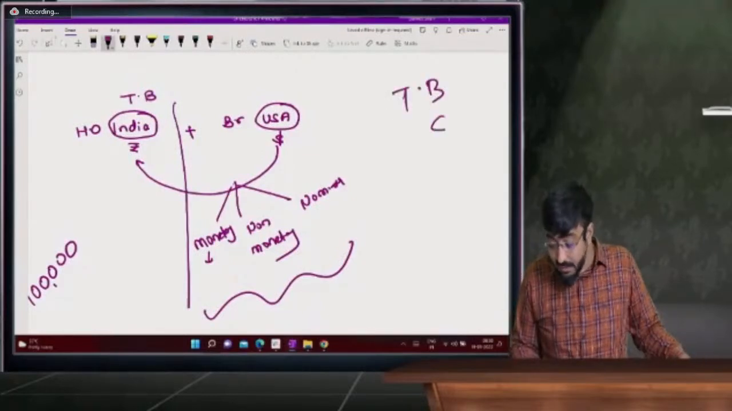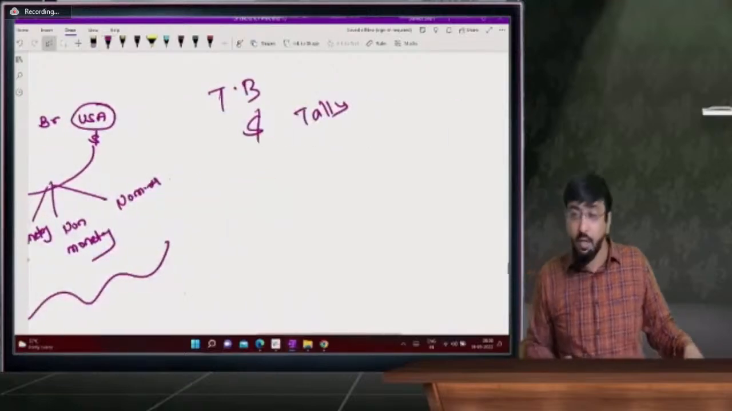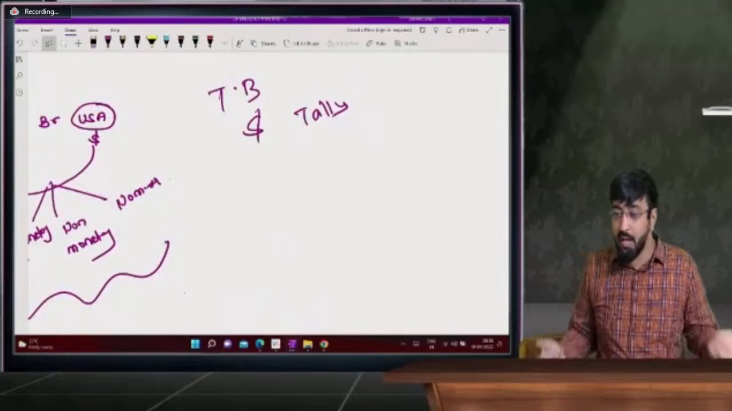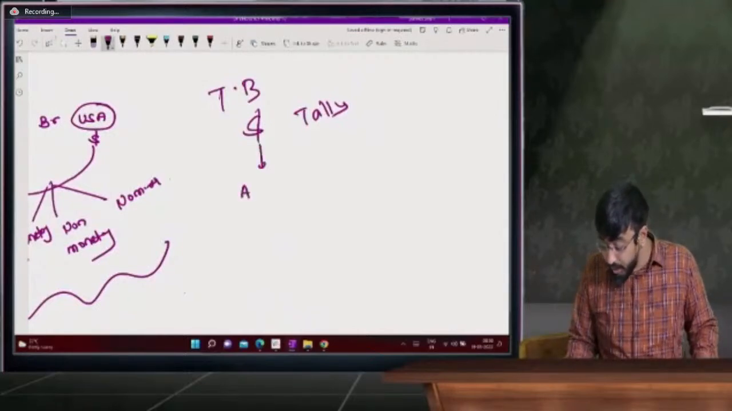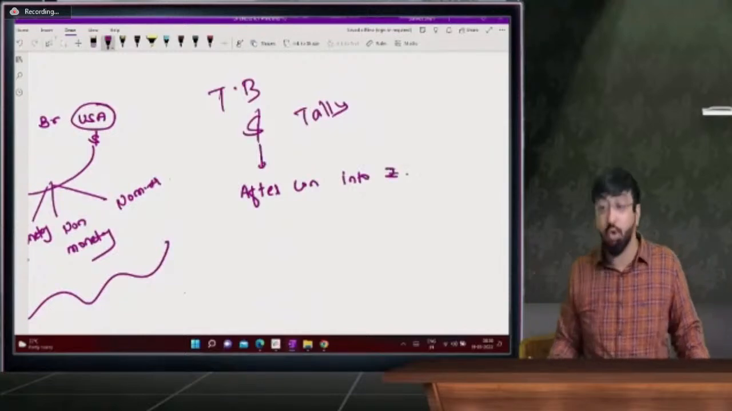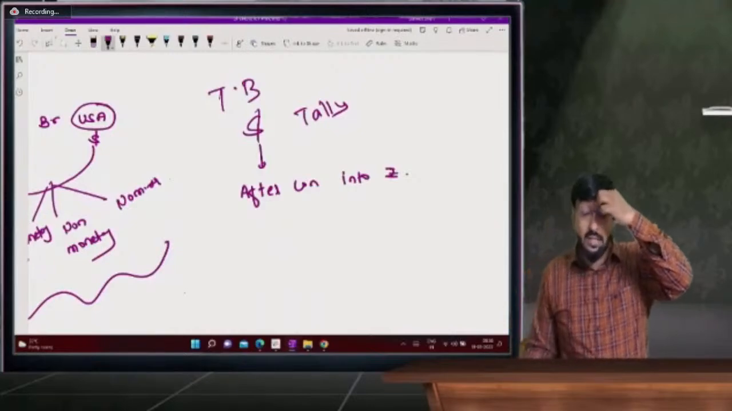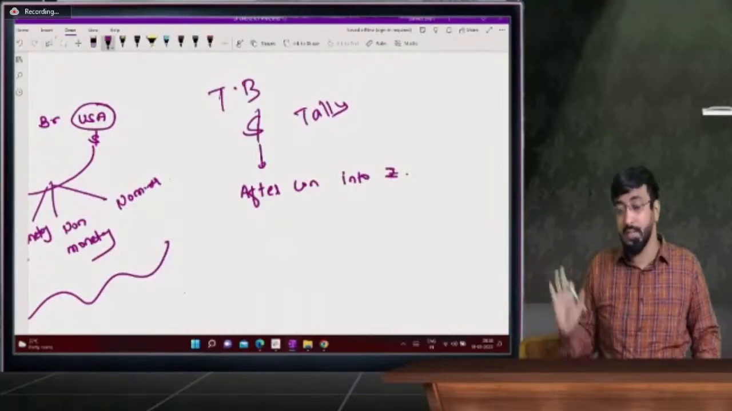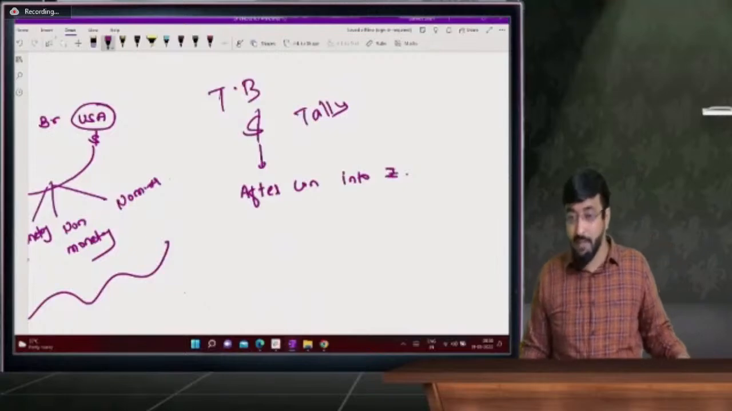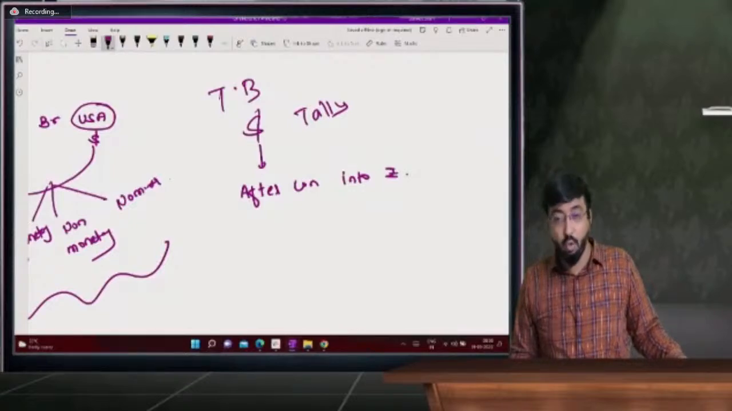Your trial balance in dollar is going to tally. So first step, the trial balance in dollar is going to tally. But after conversion into rupees, your trial balance is not going to tally. And in that case, how to adjust the difference? That we have to understand in this part. So trial balance in dollar is going to tally, but after conversion into rupees it is not going to tally. Why is it not going to tally?